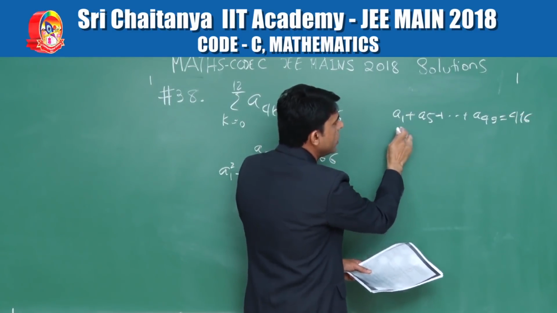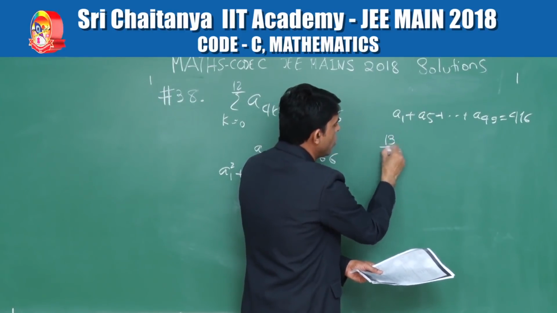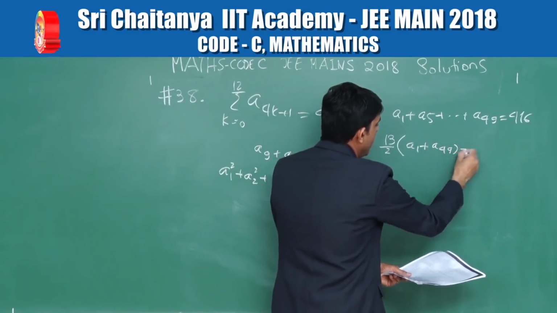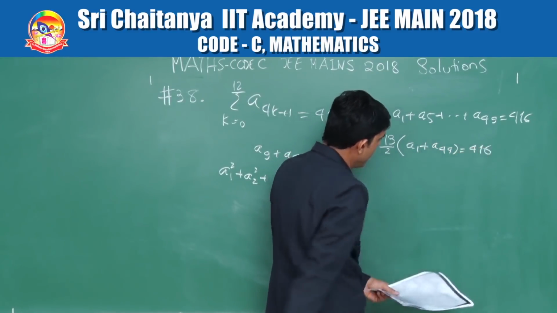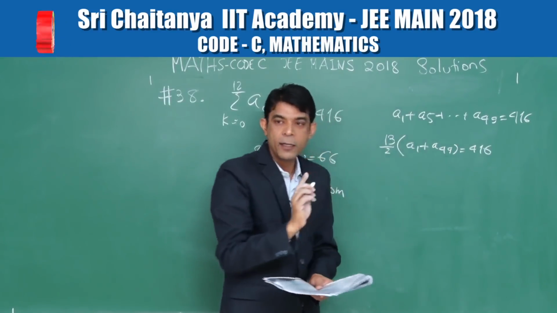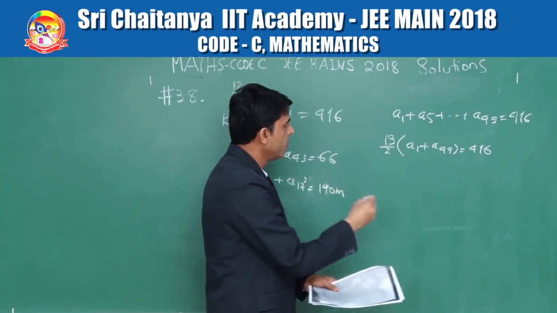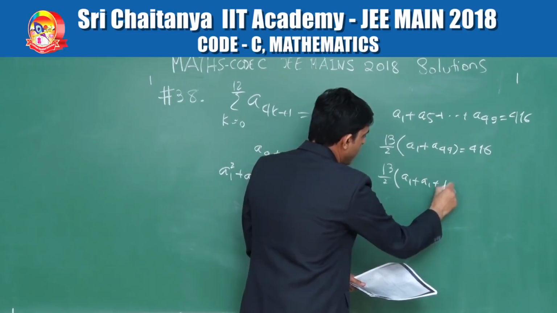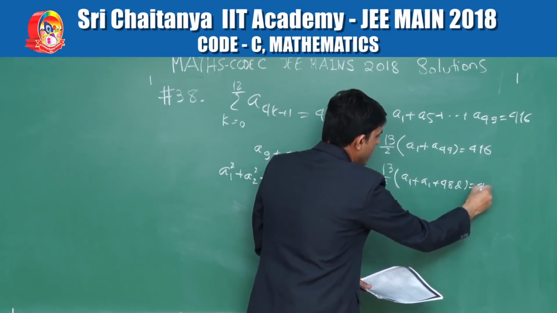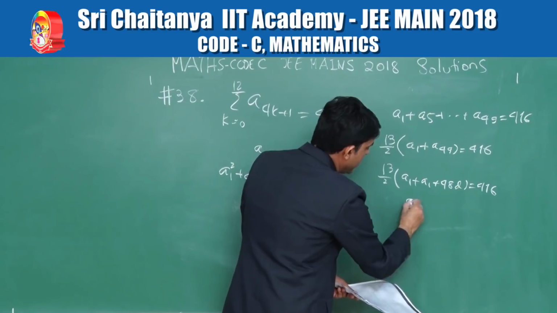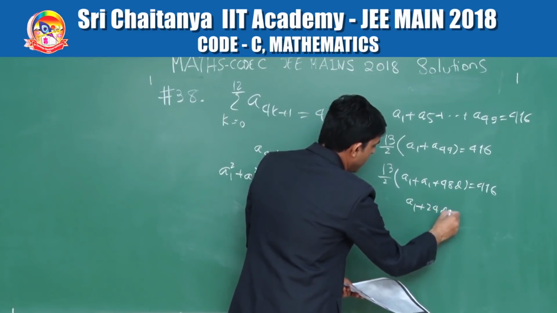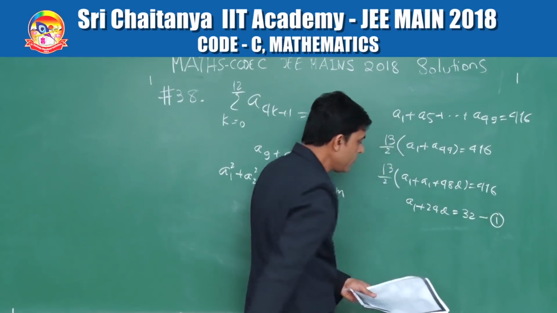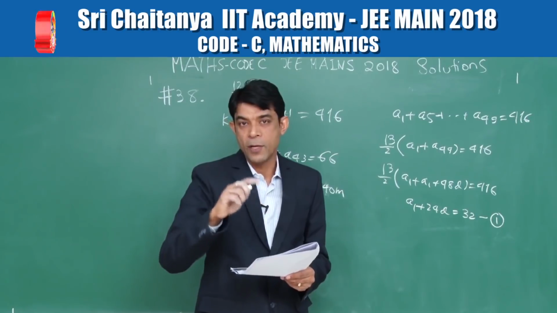So we have 13 terms in all. So we have 13 over 2 times (a1 plus a49) equals 416. When I simplify this a49 as a1 plus 48d, this will become 13 over 2 times (2a1 plus 48d) is 416, and that simplifies to a1 plus 24d is 32. This is our equation 1. So we have got one relation between a1 and d.